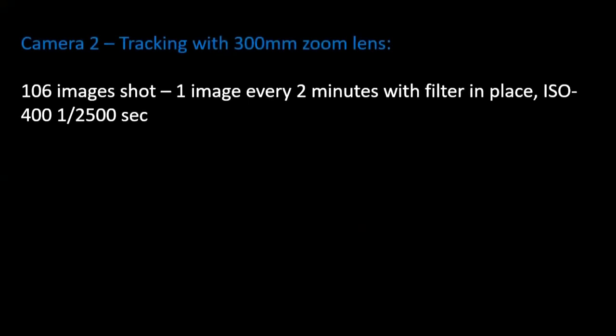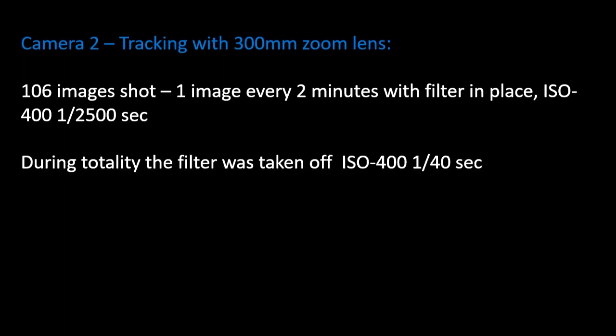So I got quite a lot of good stuff out of that one camera, just at an 18mm focal length. So you don't need to go kind of crazy with zoom lenses. If you do have a zoom lens though, you can do some fancier stuff. So the second camera, the one that Mark was looking after that was tracking, he took 106 images. He took a picture every 2 minutes with the filter in place. They were all ISO 400 for 1/2500th of a second.